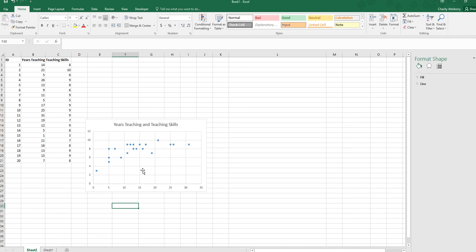If we look at this scattergram a little bit more carefully, we want to start to examine what it means, what it tells us, right? We can definitely see that there is a positive correlation happening here. As years teaching increases, so does, in a general sense, the teaching skill rating over on this side. So it is a positive correlation.